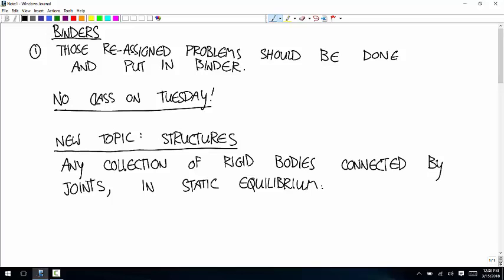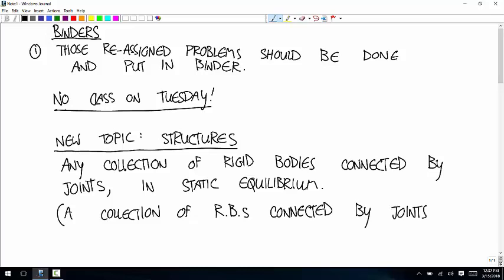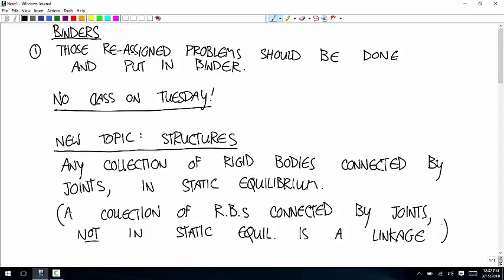If you have a collection of bodies that aren't in static equilibrium that are connected by joints, that's something we talk about in dynamics, and that's called a linkage. So, in parentheses, a collection of rigid bodies connected by joints that's not in static equilibrium is called a linkage. Okay, so we're doing structures. It's very similar to linkages, but linkages are things that move.